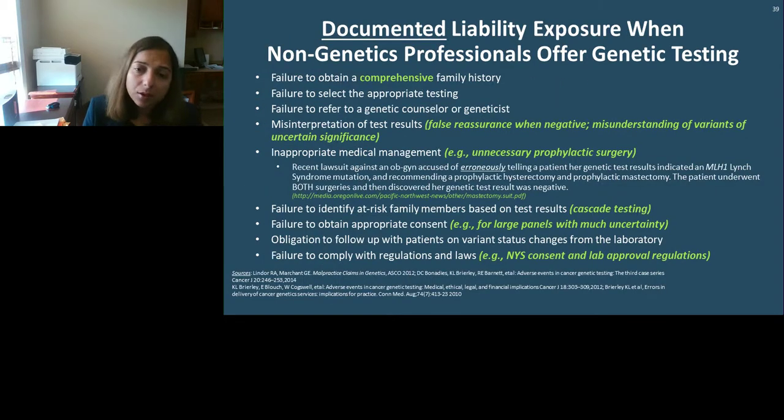When this is not done correctly, there is liability when you don't offer counseling. There's also liability if the counseling is not offered well, such as failure to obtain a family history or appropriate testing, failure to refer the patient to an appropriate genetics professional, misinterpretation of test results leading to an incorrect intervention being done, failure to encourage sharing of results with family members and offering or facilitating cascade testing, and failure to comply with use of appropriate labs and consent forms.